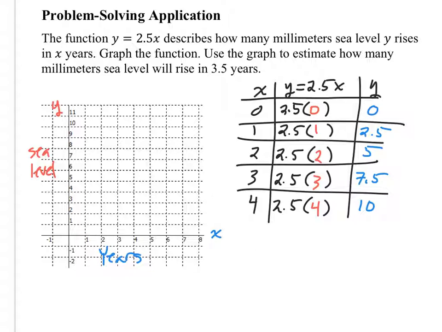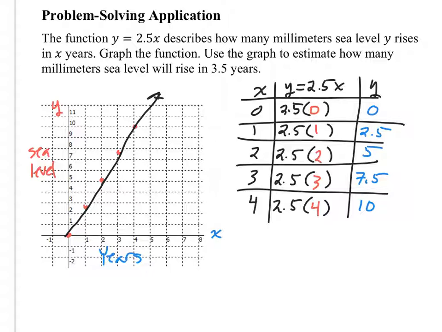So when x is 0, y is 0. So that would be right here. When x is 1, y is 2.5, which would be right about here. When x is 2, y is 5, which puts us here. When x is 3, y is 7.5, which would be here. And when x is 4, y is 10. So we have a straight line that represents that function.